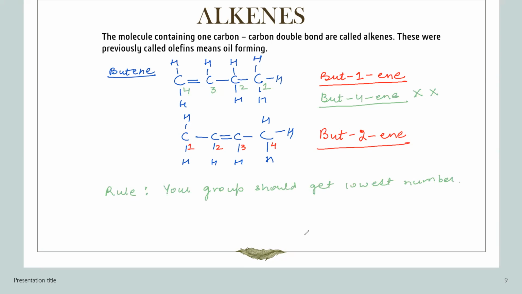So basically you have to name it in a way so that it should get the lowest number. If I number it from the right hand side, it will get the 4th number, which is a bigger number. And if I name it from the left hand side, 1, 2, 3, 4, it's getting 1, which is the lowest number. So but-1-ene is correct and but-4-ene is wrong.